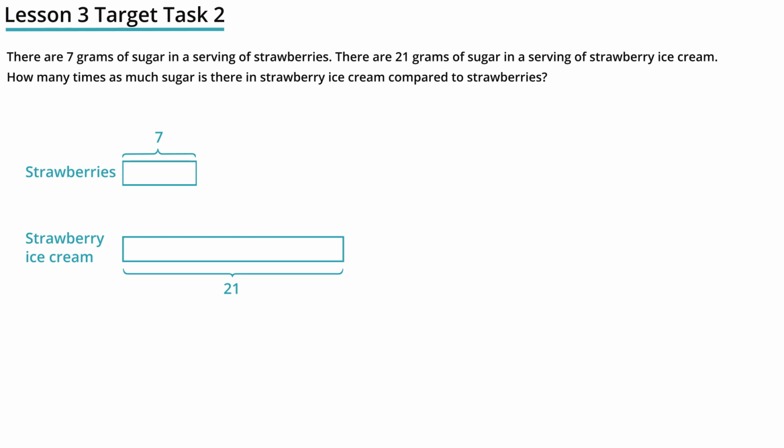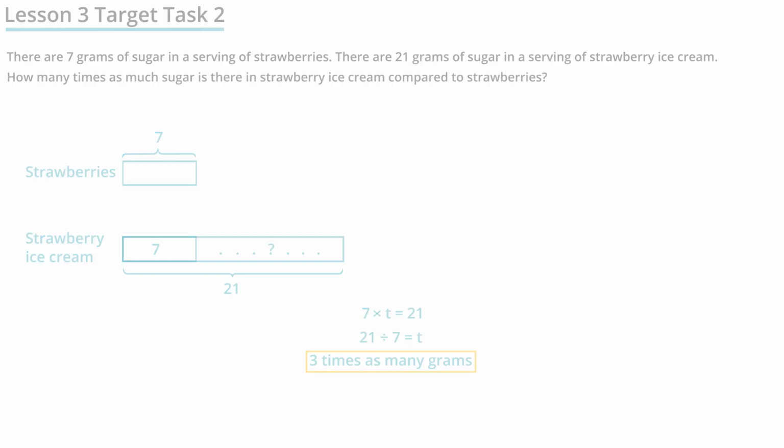In order to find how many times as much sugar is in the ice cream than in the berries, students must determine how many 7s are equal to 21. They can write this as an equation, perhaps 7 times t equals 21, where t represents the multiplicative relationship. Rewriting this to be 21 divided by 7 equals t, students see that there are 3 times as many grams of sugar in the ice cream as in the berries.